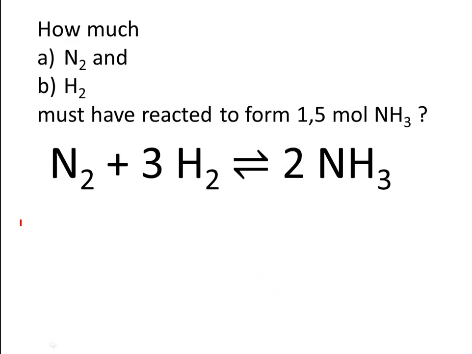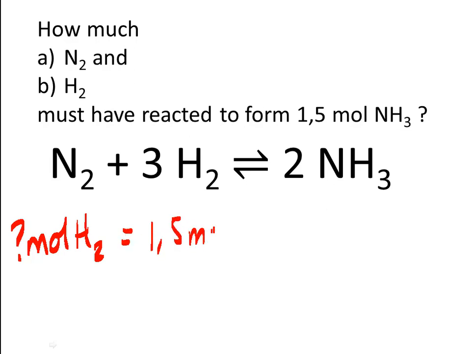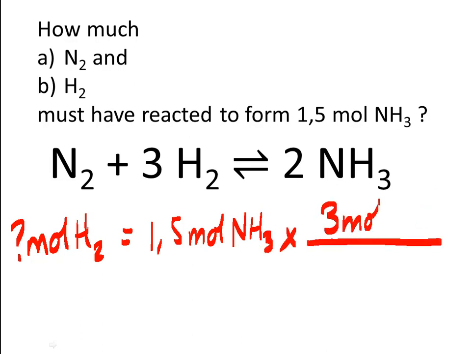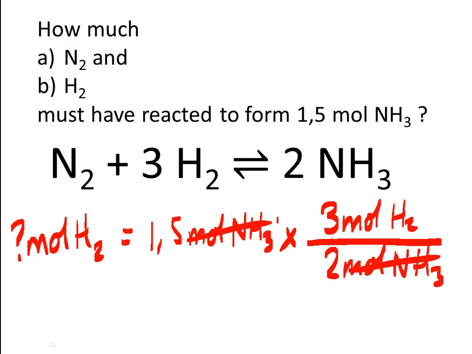What about hydrogen? How many moles of hydrogen must have reacted to form 1,5 moles of ammonia when the ratio in which they react is 3 moles of hydrogen needed for every 2 moles of ammonia produced? Moles of ammonia cancel. We introduce moles of hydrogen. Notice this reaction ratio comes from the balanced equation.